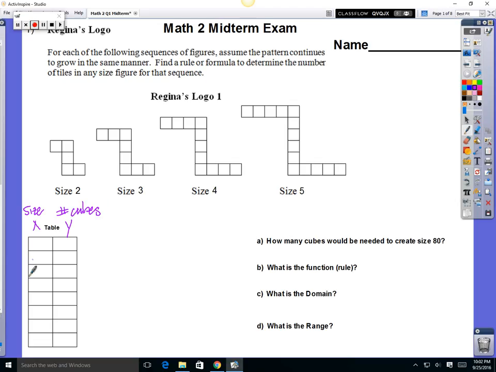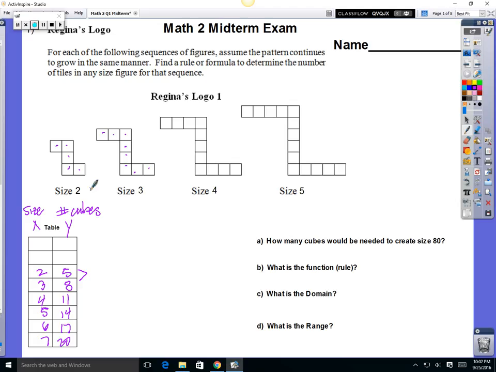So size 2. If we go size 2, it takes 1, 2, 3, 4, 5 blocks to build it. Size 3, 1, 2, 3, 4, 5, 6, 7, 8 blocks to build it. Size 4 takes 11 blocks. Size 5 takes 14. Size 6 takes 17. Size 7 takes 20. It's growing at a linear rate.